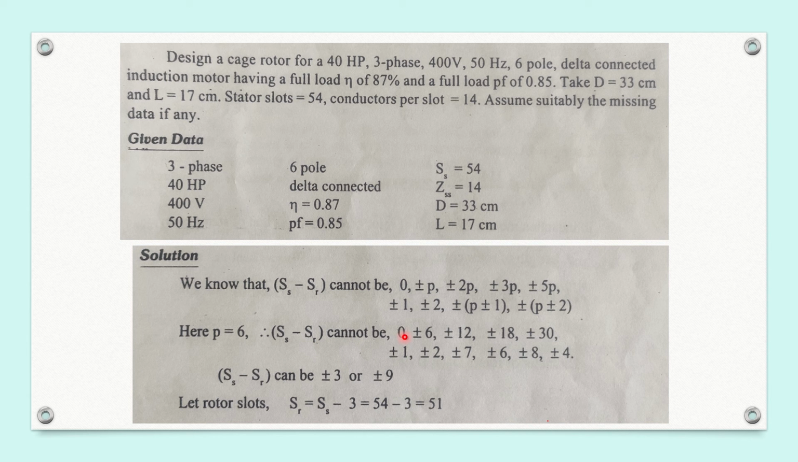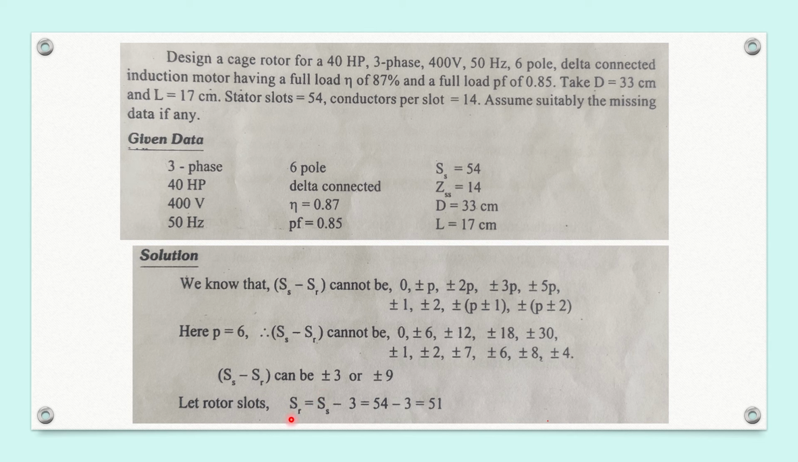SS minus SR cannot be equal to these values. So from this we can say that the value that SS minus SR can be is plus or minus 3. It cannot be 0, 1 or 2. Then it can be plus or minus 3. And this is the value which is commonly used to fix the number of rotor's slots. SS minus SR can be plus or minus 3. So we can take SR as SS plus 3 or SS minus 3.